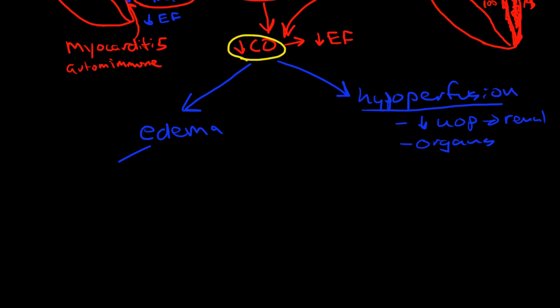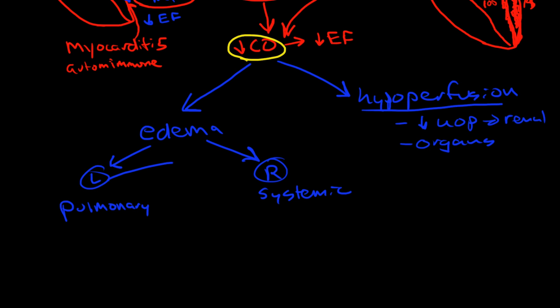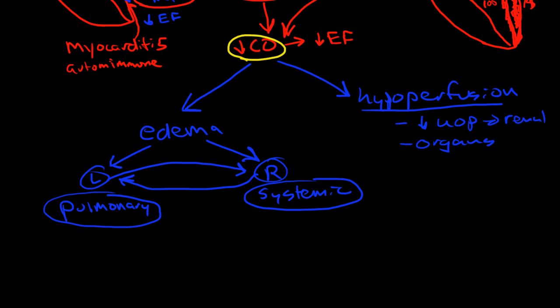Now, with left heart failure, you end up with pulmonary edema. And with right heart failure, you end up with systemic edema. Now remember how I talked about a few minutes ago how these are all part of one closed system, so they affect each other. So most people with congestive heart failure will have both pulmonary edema and systemic edema.